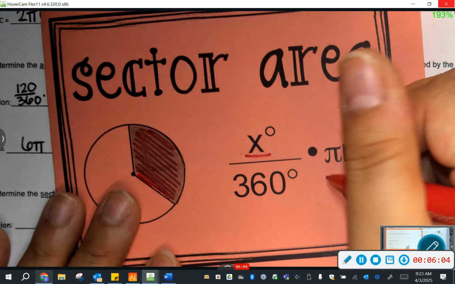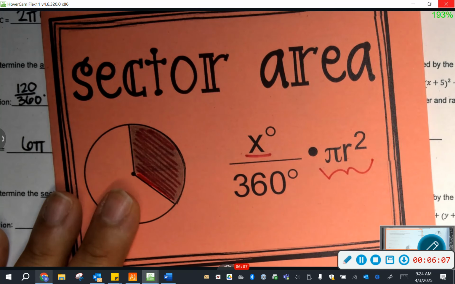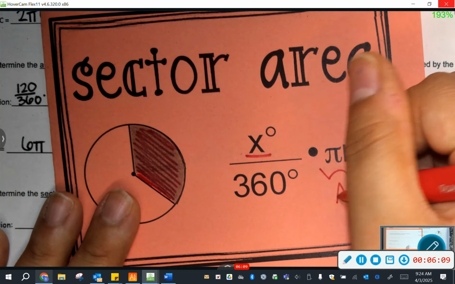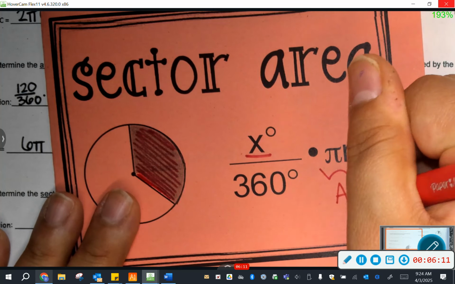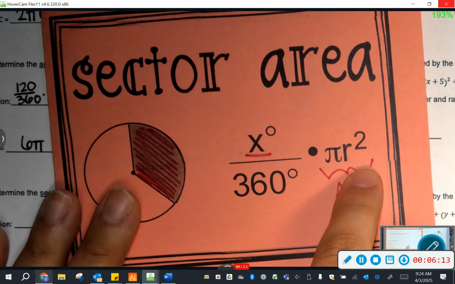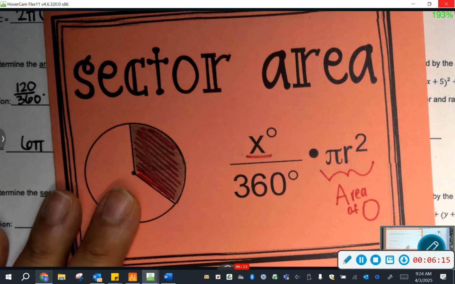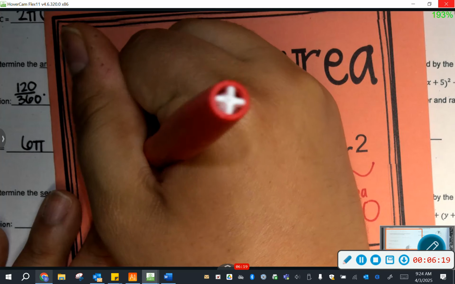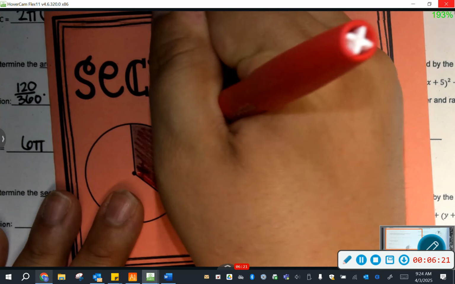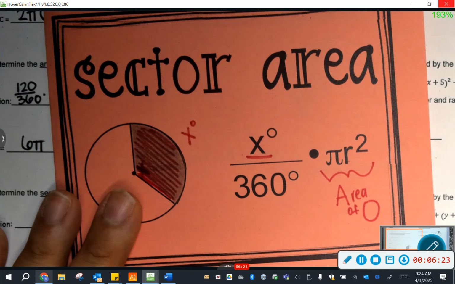But this time, what is this formula right here? This is area of a circle. So you're going to do pi r squared instead of 2 pi r. Your x is still going to be the degrees. Your r is still going to be what? The radius.